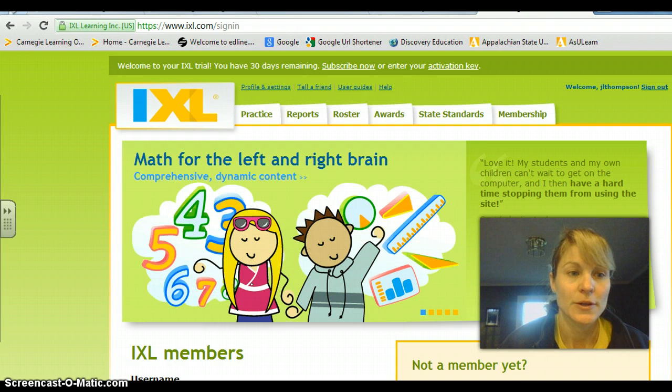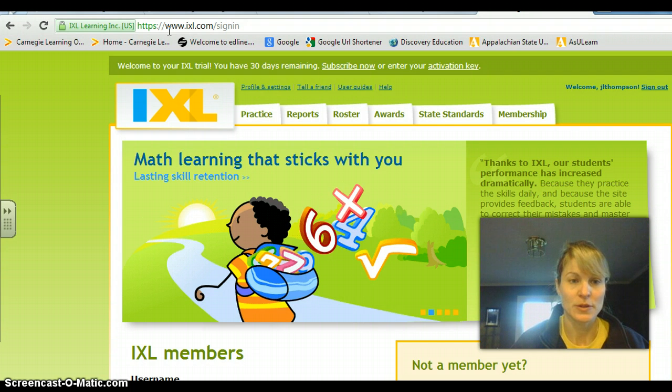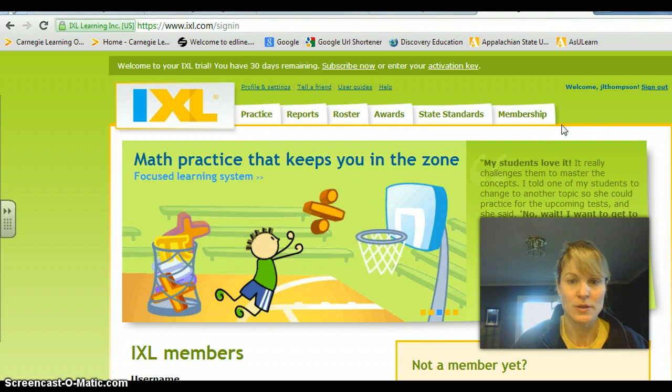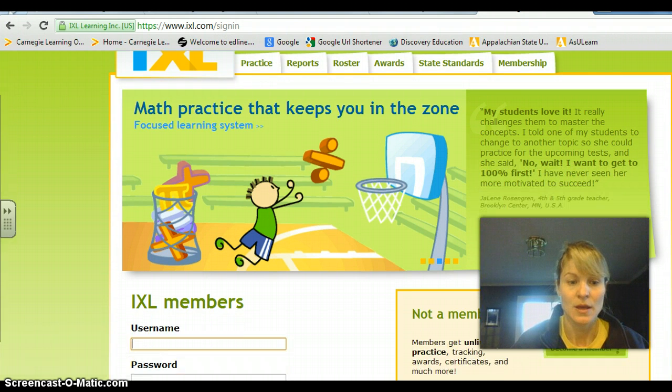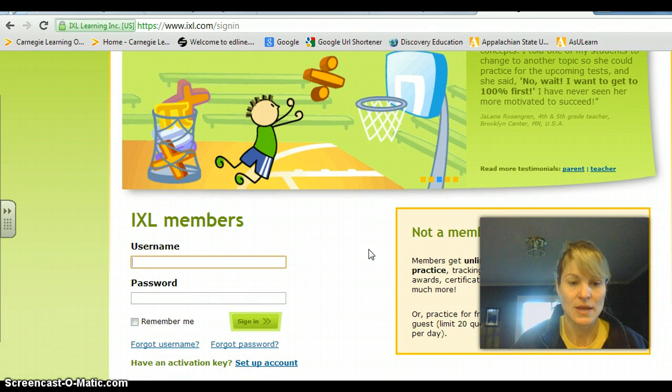Okay, so today we learned a bit about systems of equations and their break-even point. So we're going to do a little practice with this skill. You're going to go on your computers to www.ixl.com/sign-in. As we talked about in class, you should have an email with a username and password. So you're going to put in that username and password right here.